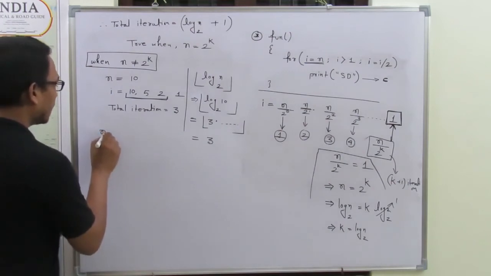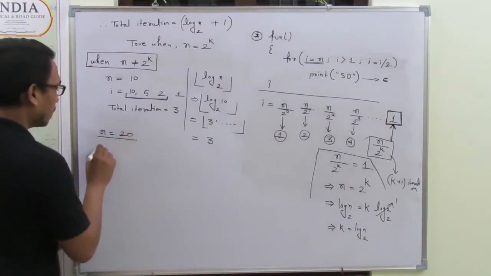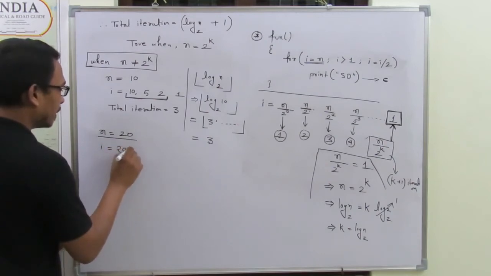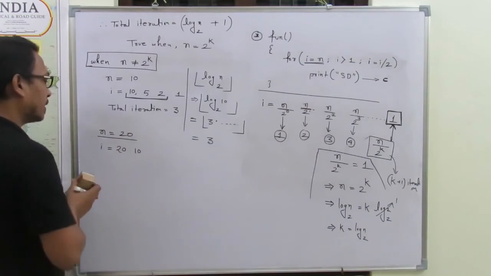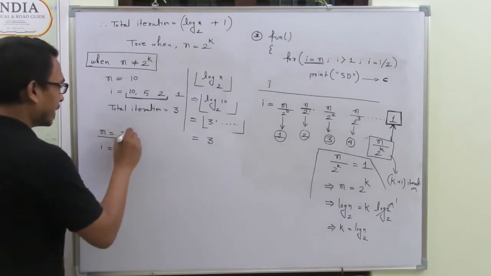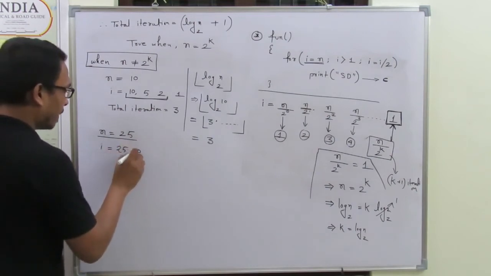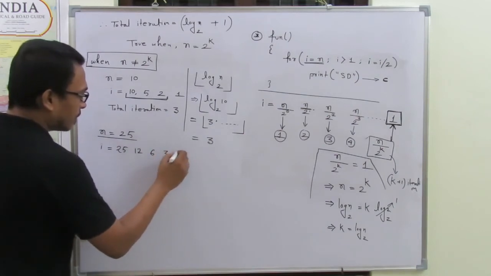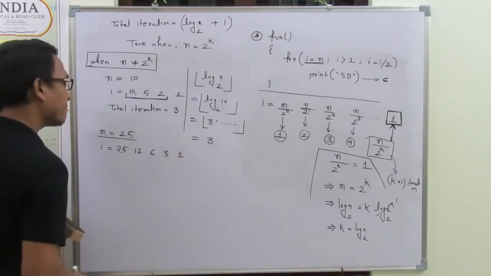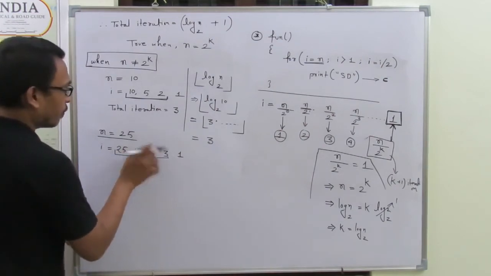So let's say the value of n is now 20. The value of I will be 20 and then 10. Actually 20 has come again here, so let's remove this 20 and make it 25. 25, and then the next value will be 12, then 6, then 3, then 1. So how many iterations are there? We have only 1, 2, 3, 4.